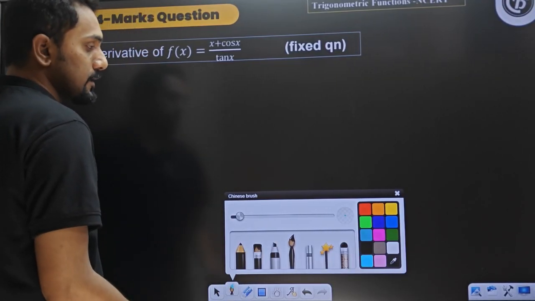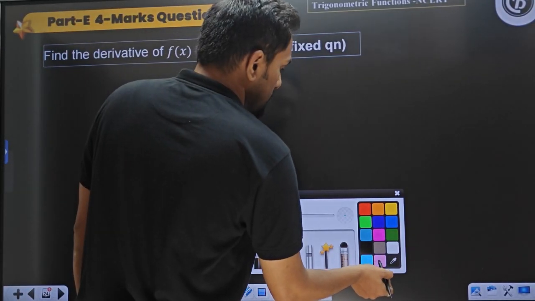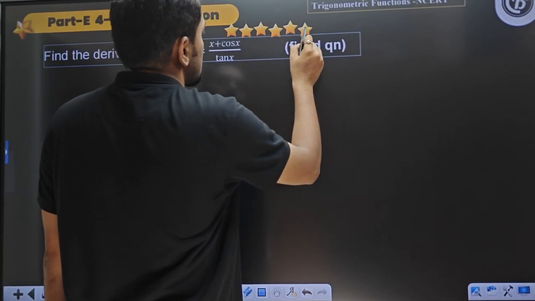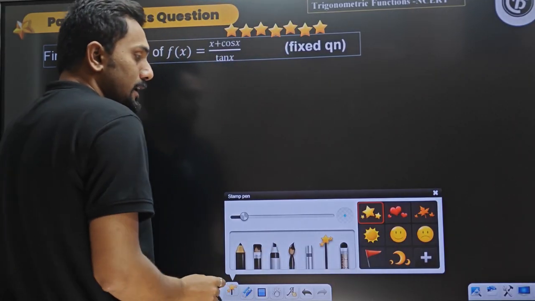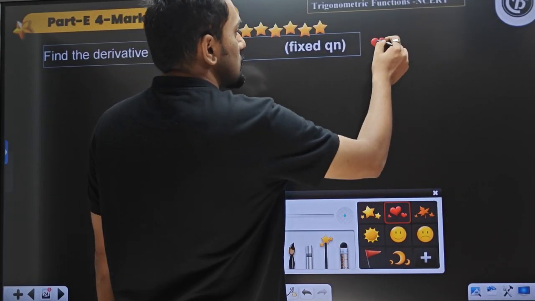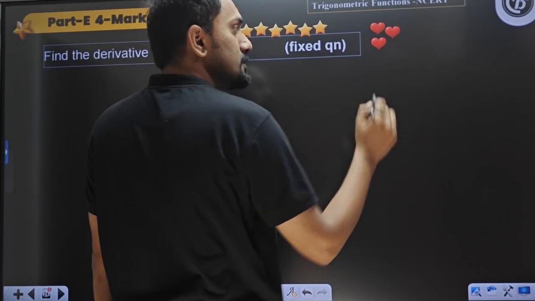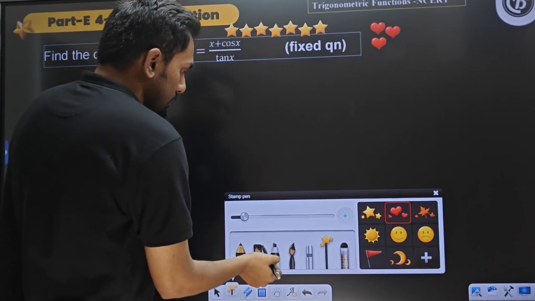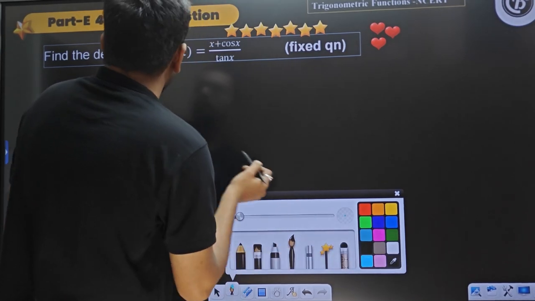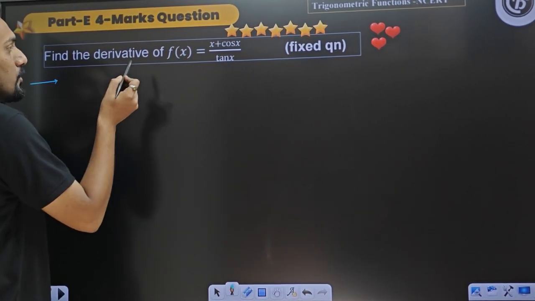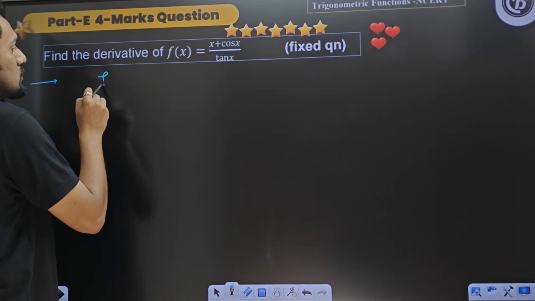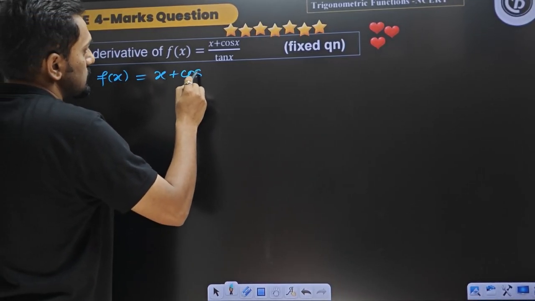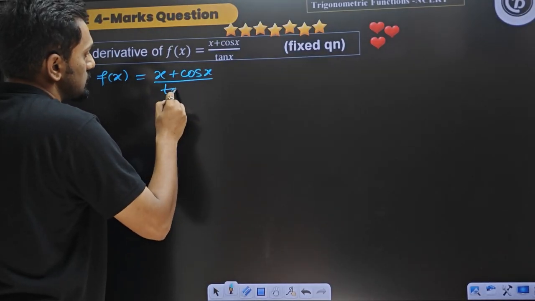Again, this is a most important question and most repeated question also. It is actually like a favourite question of all teachers. Okay, so find the derivative of f of x, he has given that f of x is equals to x plus cos x divided by tan x.